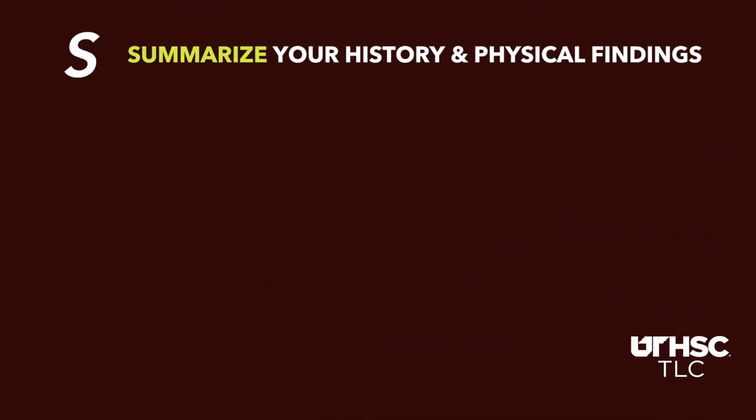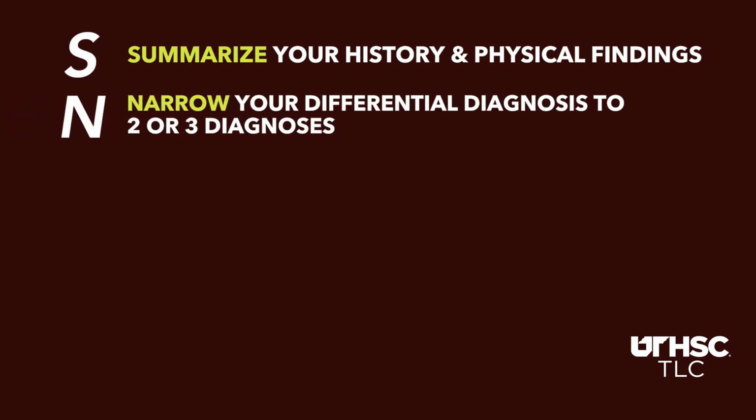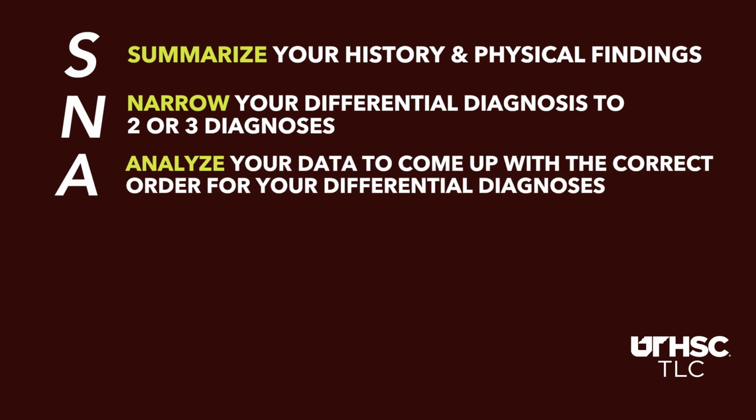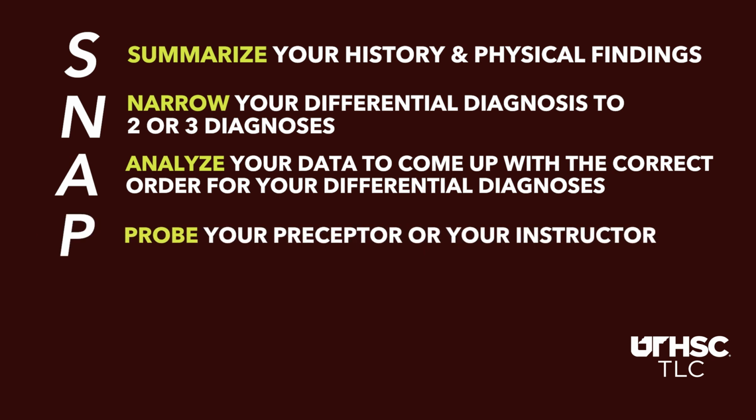The S stands for summarize your history and your physical findings. N, narrow your differential diagnoses to 2 or 3 diagnoses. A, analyze your data to come up with the correct order for your differential diagnoses. P, probe your preceptor or your instructor. Discuss the pros and cons of the diagnoses that you have identified. Look at your evidence-based literature.